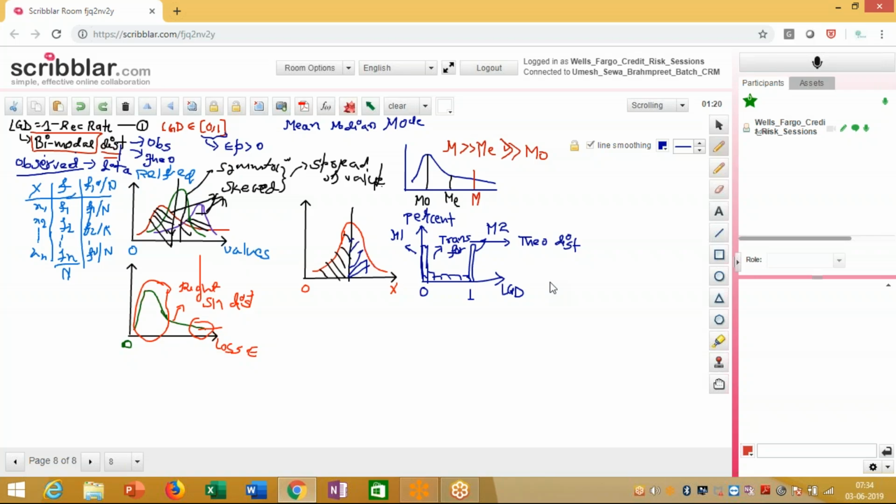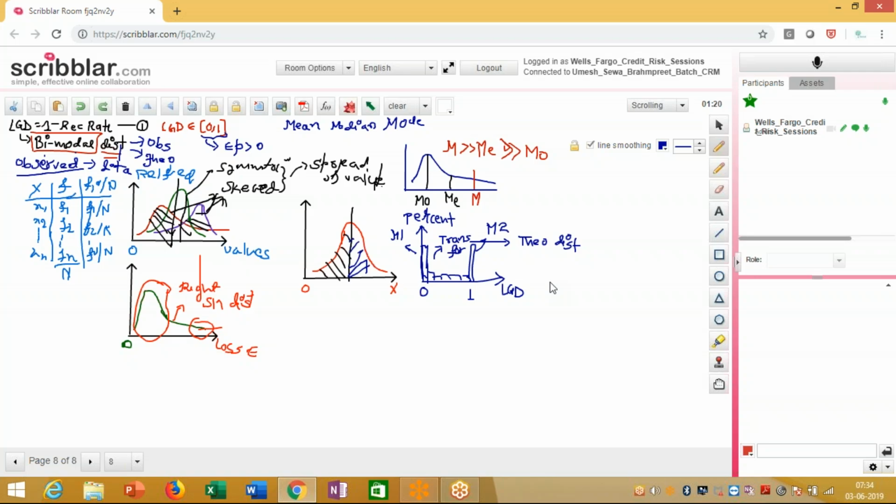So this is something that we need to look into. And why do we do that? After doing the transformation, what are the modeling methods that we can use to model LGD? Once we have the framework of those models, then we can use the data and see which is the better model.